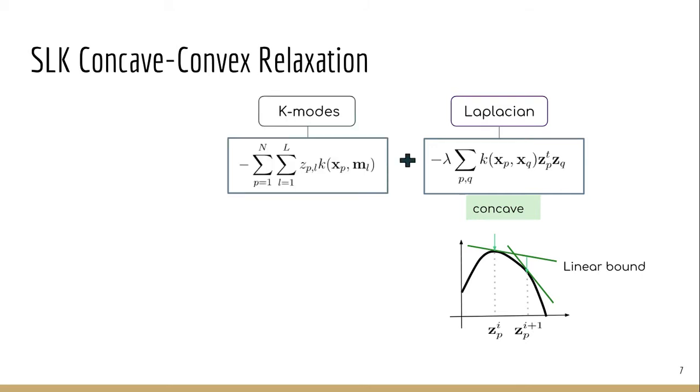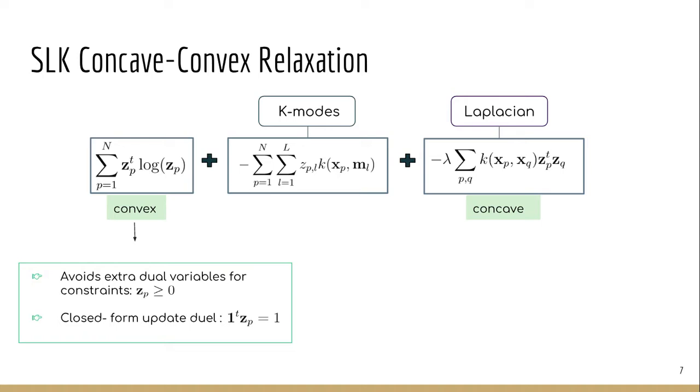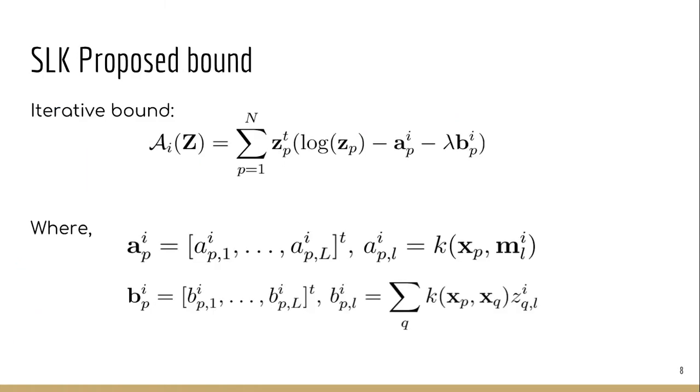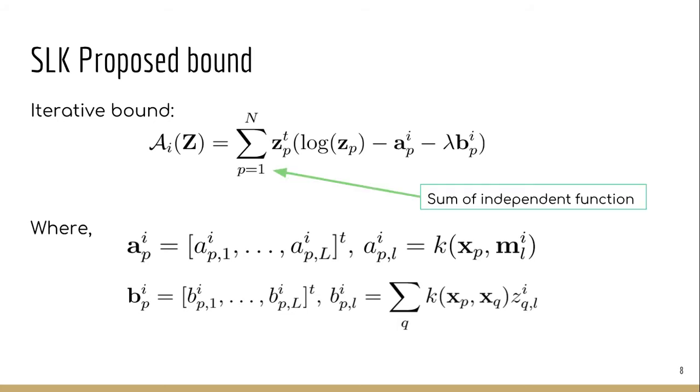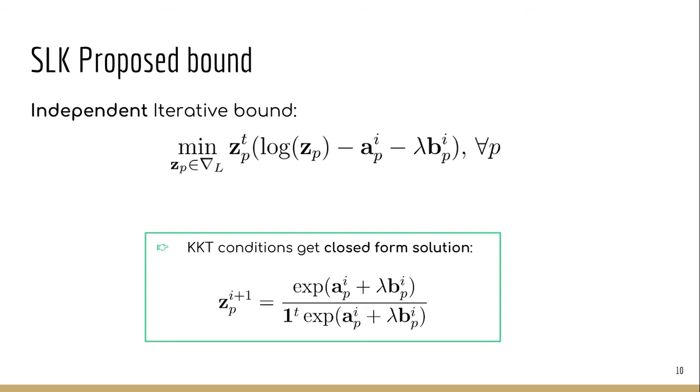We can also bound the K-modes in this way, and we introduce a convex entropy term which helps us avoid the expensive projection step. So this is our bound, and this is a sum of independent functions. We solve it for each point independently with guaranteed convergence, and thus make it scalable. And this is the closed form solution of our Z update.